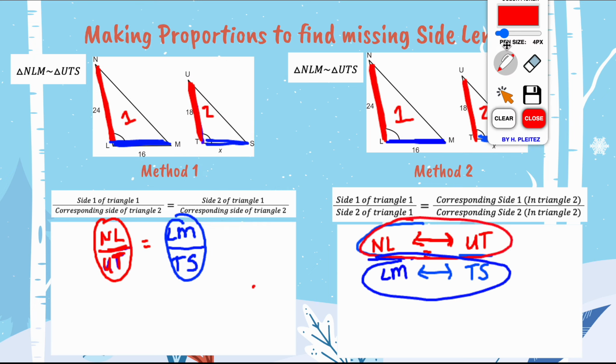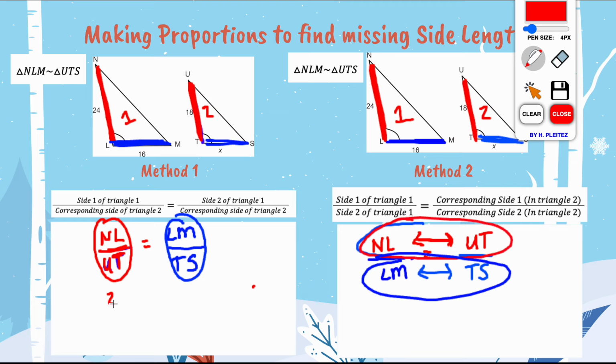So we have some actual values here. NL is 24 over UT, which is 18, equals LM, which is 16, over TS, which is X. Now, making these proportions is helpful here because we have a variable that we're solving for. So if we cross multiply, we'll get 24 times X equals 16 times 18. Now, I don't have a calculator, so I'm not going to solve this, but that's just algebra.